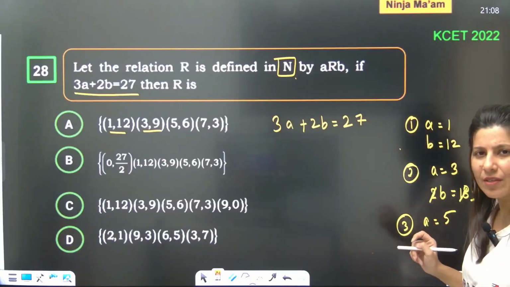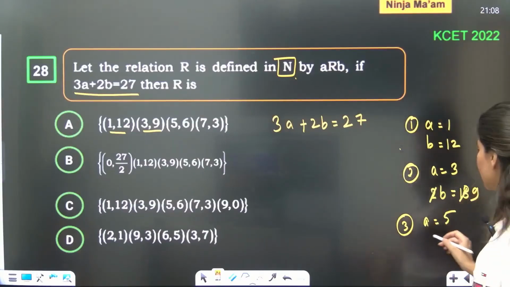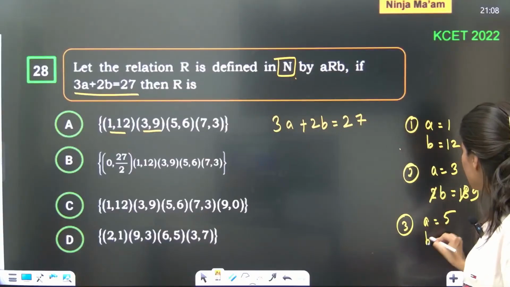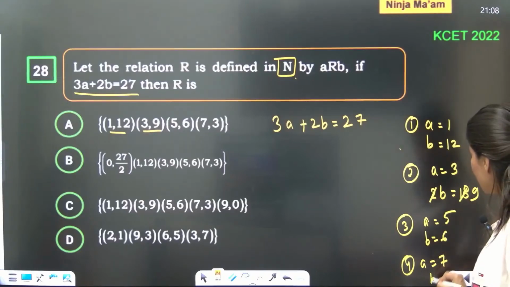So 27 minus 15 will be what? That is going to give you 12. So 2B is equal to 12, B is equal to 6. Fourth, A is equal to 7. So B will be equal to 3.